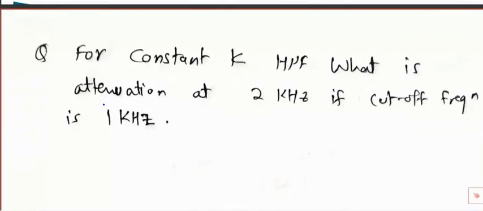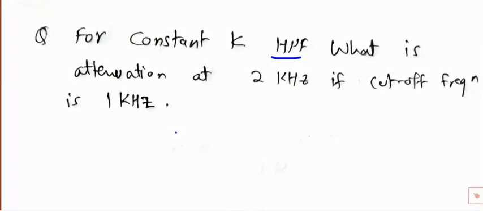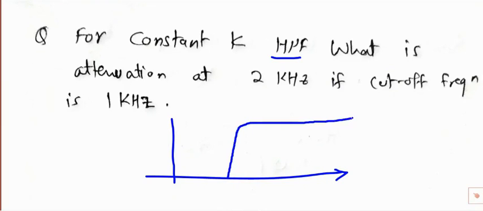Next question. For constant K, high pass filter, what is attenuation at 2 kilohertz, if cutoff frequency is 1 kilohertz? So first of all, you must plot the frequency response. It is a high pass filter having cutoff frequency 1 kilohertz. So 1 kilohertz से ऐसा start हुआ. This is the frequency response.